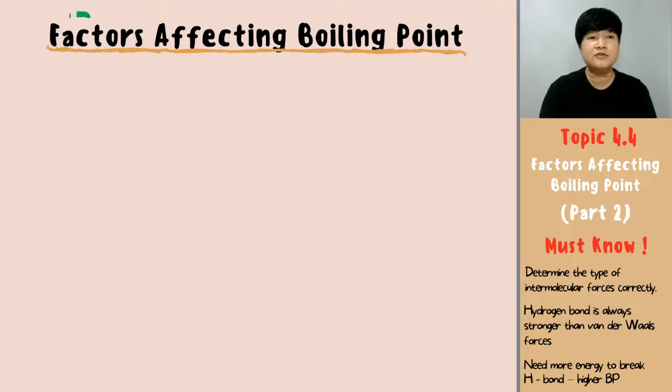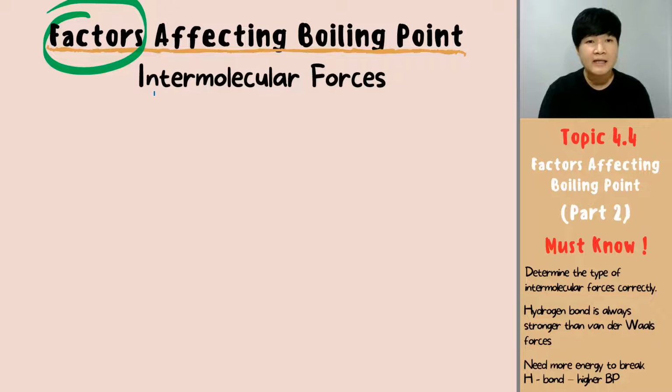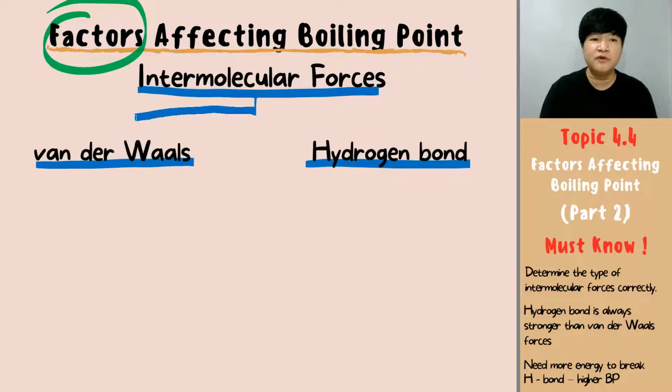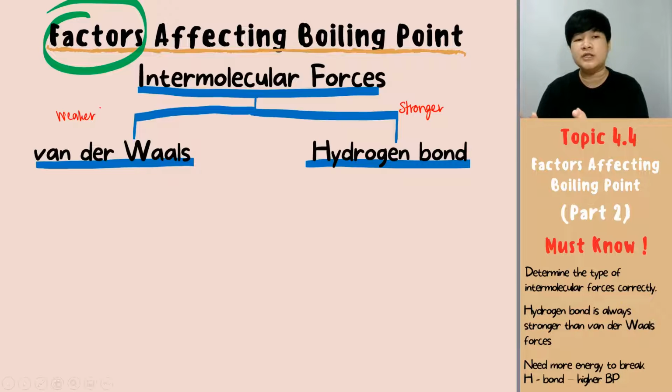First and foremost, let's look at the factors affecting boiling point. Your boiling point will be highly affected by intermolecular forces. And we have two types of intermolecular forces. The first one is your van der Waals forces. The second is your hydrogen bond. It's very important for you to be able to identify which one has hydrogen bond and which one has van der Waals forces. And you should always know that your hydrogen bond is always stronger than your van der Waals forces. Alright? When we compare hydrogen bond and van der Waals forces, hydrogen bond is always stronger.